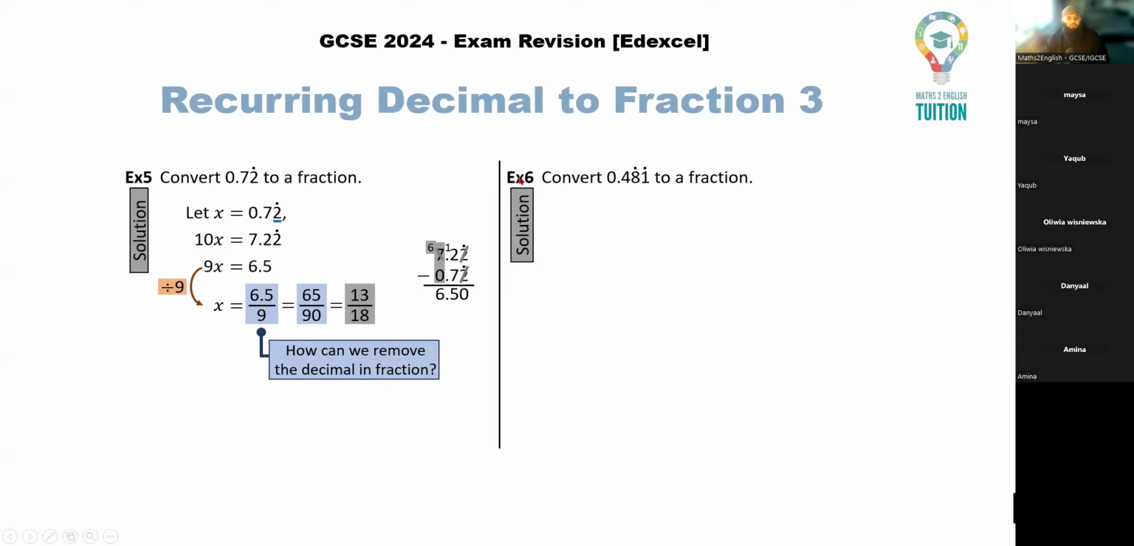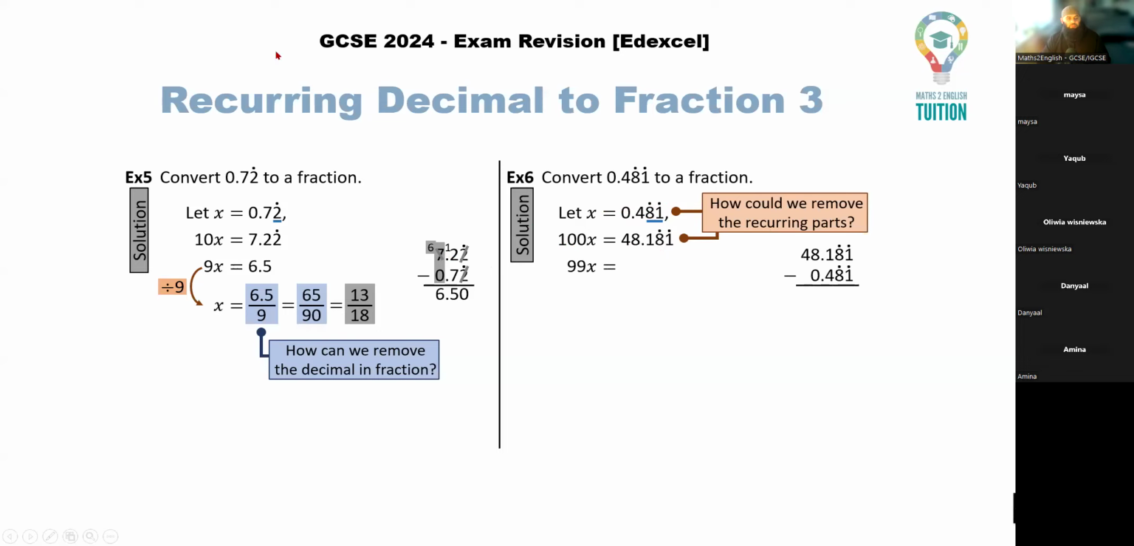Next question, exercise number 6, convert this into a fraction. We have x equal to 0.481 recurring. So we're going to do 100x equals 48.181 recurring. We want to isolate that because there are two recurring decimals. That's the reason we multiply by 100, because we want to isolate that 0.81. So we want to align them. That's how we know we've done it right. Then we subtract the two equations.